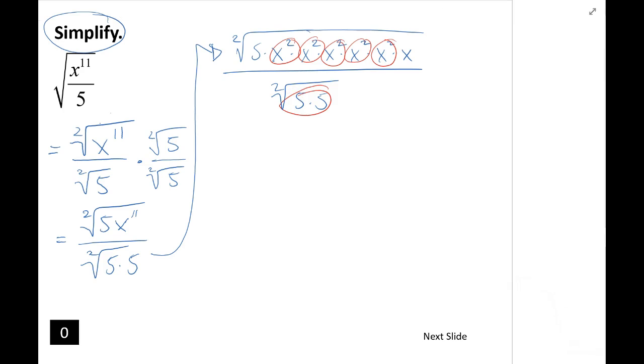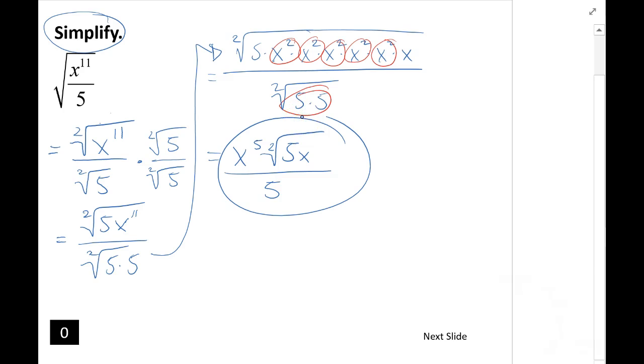That was the whole point of multiplying the top and bottom times the square root of 5. Okay, in the top we'll have 1, 2, 3, 4, 5 x's come outside the radical. And on the inside we'll still have 5 and x. Now remember, the index is 2, so we don't need to write it, but just for the sake of trying to remember, I'll write 2 there. And it's not going to get you wrong if you do. And then here we have one group of 5, so 1 comes out, and then that's it.